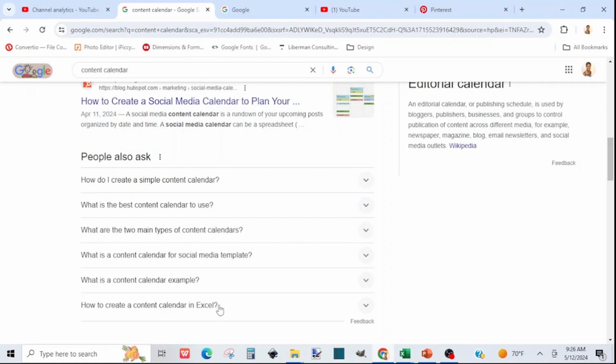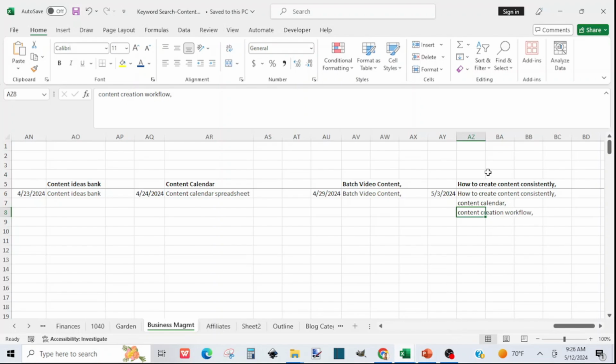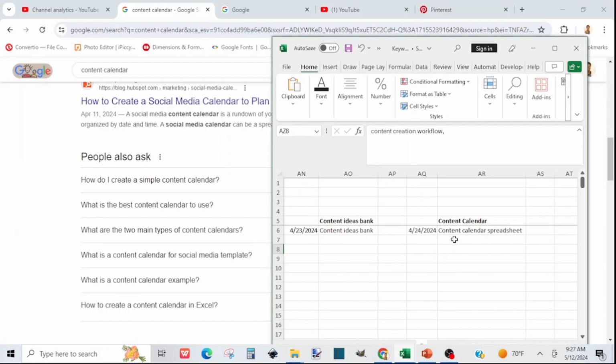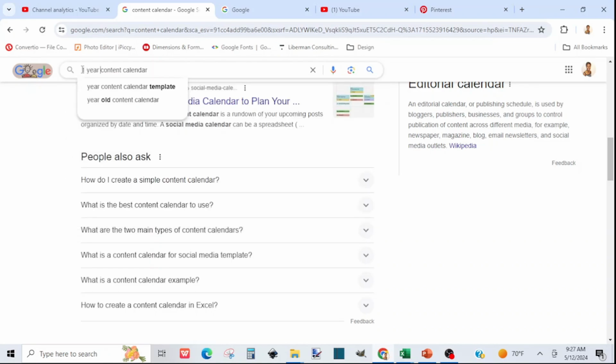How to create a content calendar in Excel. That, for instance, is a question somebody is asking. So I will go to my spreadsheet and add it there: how to create a content calendar in Excel. But I still feel like whoever is asking this question might have another idea in mind compared to what I'm trying to do here. So now it's not just a content calendar that I'm trying to do, but a 1 year content calendar.